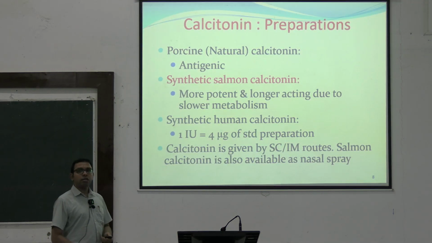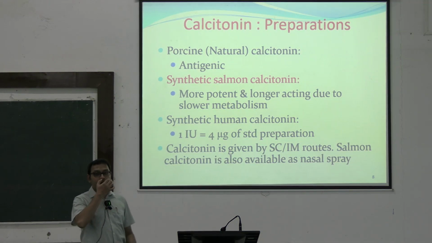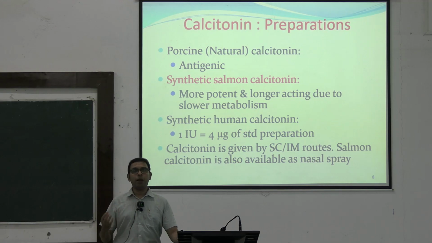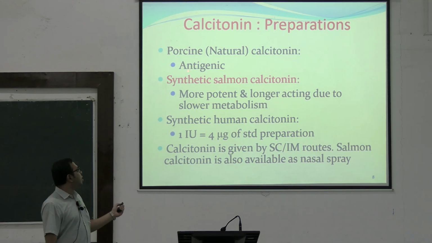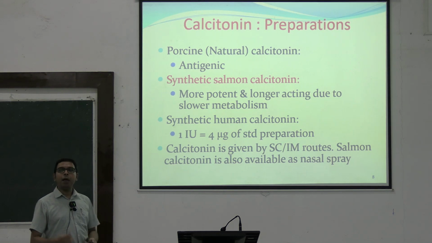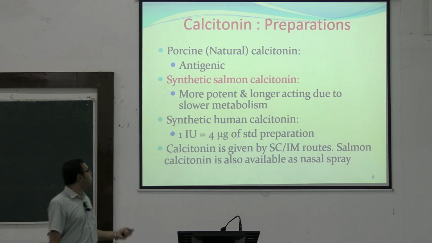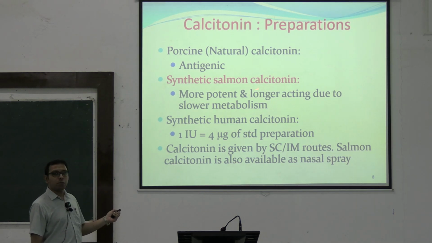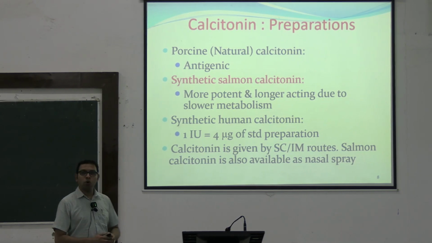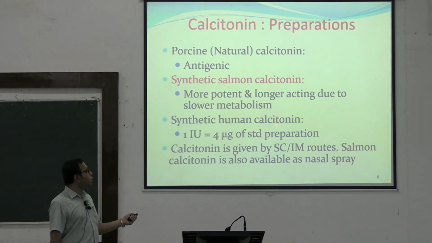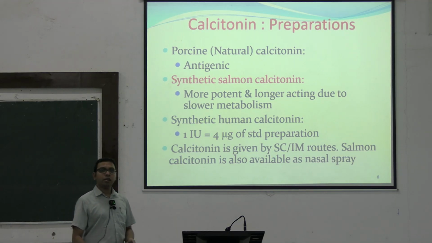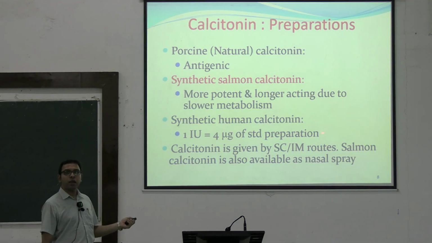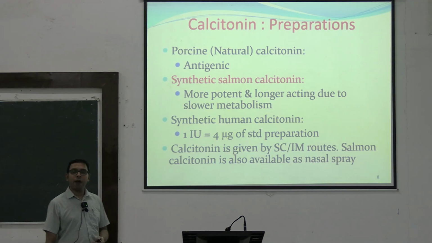The preparation of calcitonin is mainly available from the salmon fish. Salmon calcitonin is the most commonly available treatment. It is antigenic, so some hypersensitivity reactions may develop. Synthetic salmon calcitonin is more potent and longer acting due to slower metabolism. For synthetic human calcitonin, 1 international unit is equivalent to 4 micrograms of the standard preparation. It can be given by subcutaneous, intramuscular or intranasal spray.